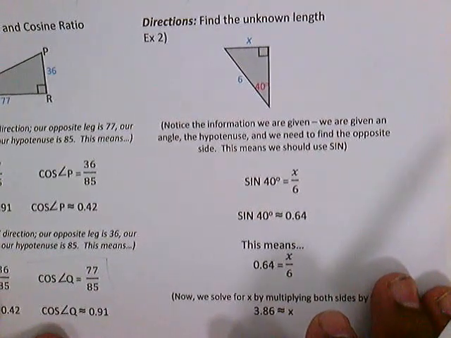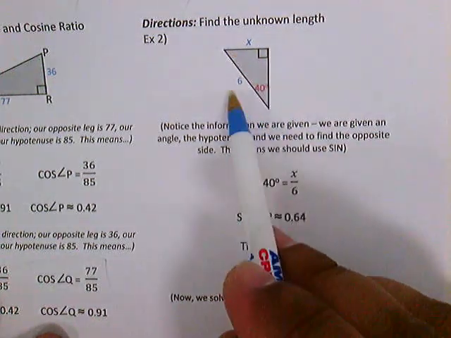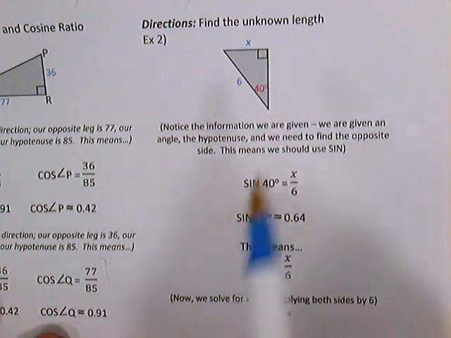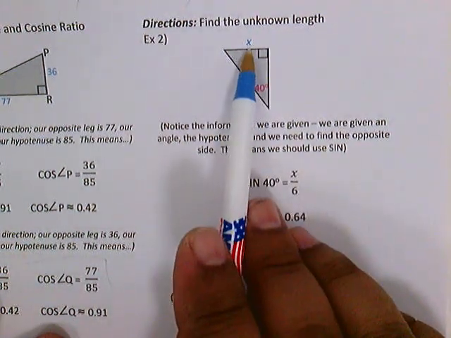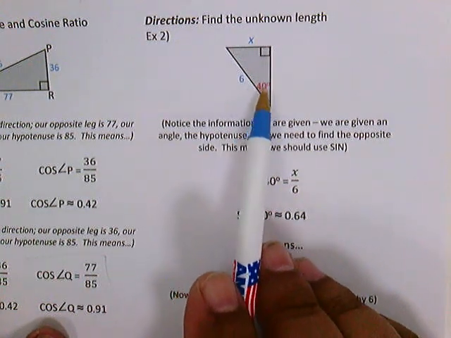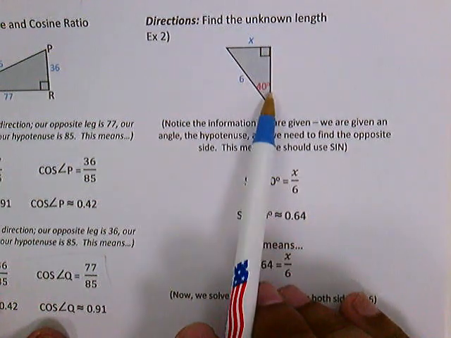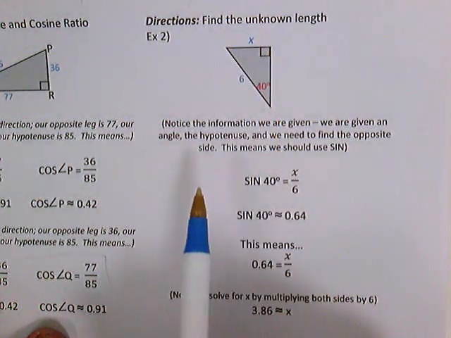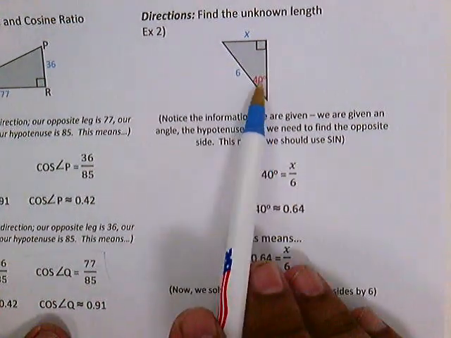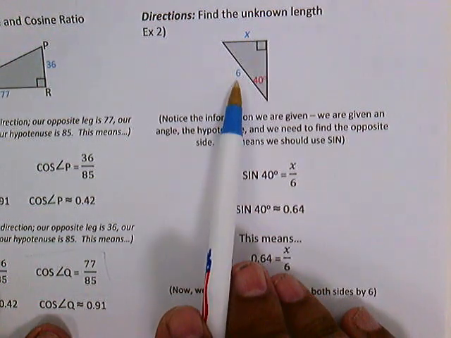Now, we're going to use the same information to find our unknown length. For example, we have a hypotenuse of 6. How do I know that's the hypotenuse? Because it's opposite of the right angle. We have a 40-degree angle here, and we don't know how big this is. Now, what information is given to us? We're given the angle. We're asked to find the opposite side of the angle, and we're given the hypotenuse. That is, sine of 40 is the ratio between the opposite and the hypotenuse.